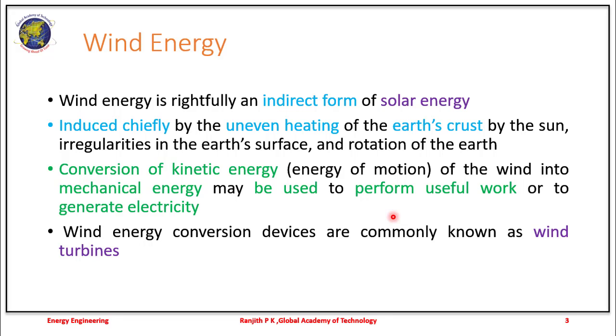Wind energy is rightfully an indirect form of solar energy. It is said to be an indirect form because the wind movement is induced chiefly by the uneven heating of the Earth's crust by the sun, a few irregularities on the Earth's surface, and the rotation of the Earth. So the combined effect of all this is the movement of the air, or the blowing of the wind.